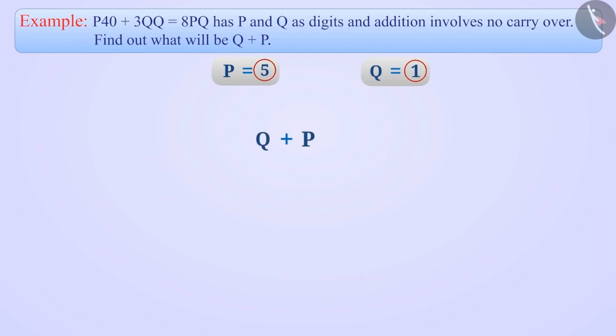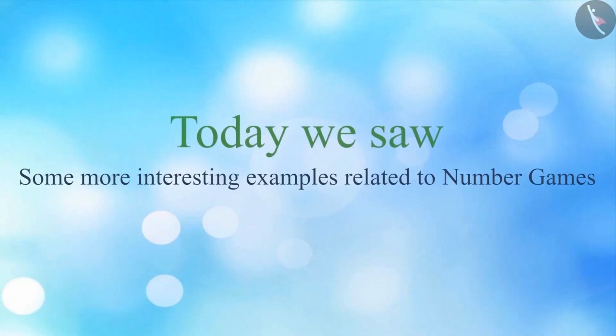Now we will add the value of Q to the value of P. The value of Q is 1 and the value of P is 5. The sum of this gives us 6. That is, Q plus P is equal to 6. So today we saw some interesting examples related to number games.